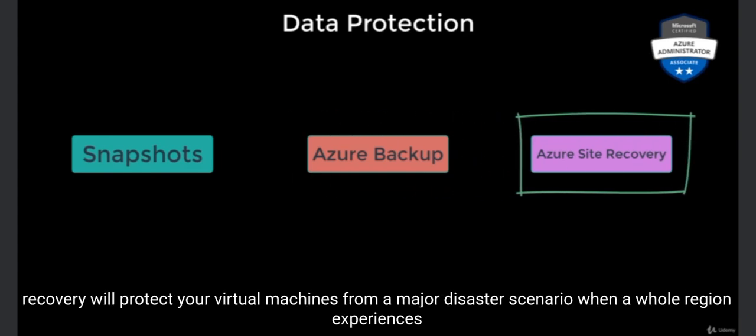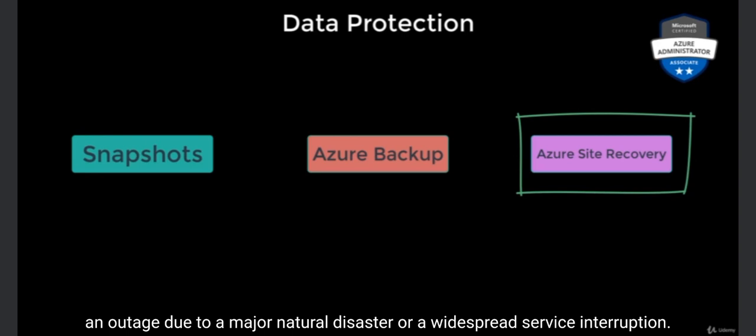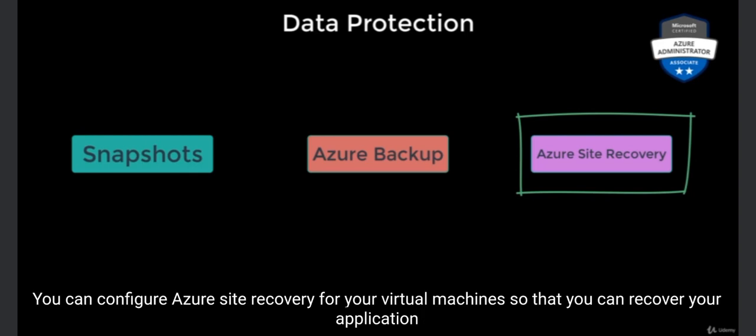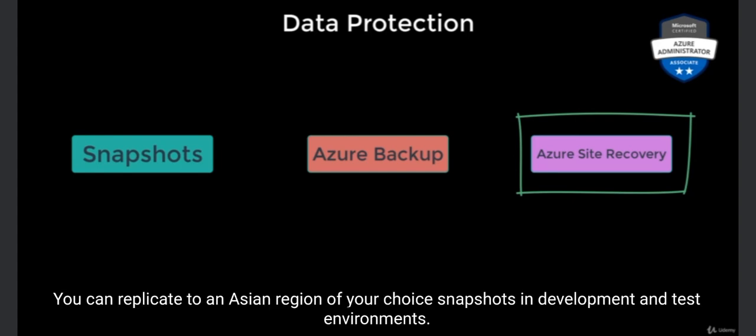Azure Site Recovery will protect your virtual machines from a major disaster scenario when a whole region experiences an outage due to a major natural disaster or a widespread service interruption. You can configure Azure Site Recovery for your virtual machines so that you can recover your application with a single click in a matter of minutes. You can replicate to an Azure region of your choice.